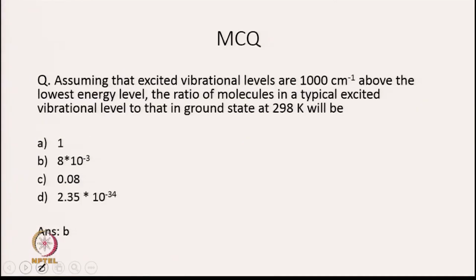Okay, the next question is: assume that excited vibrational levels are 100 centimeter inverse above the lowest energy level, then the ratio of molecules in a typical excited vibrational level to that in the ground state at 298 K will be. So, again we will apply the Boltzmann distribution law, n by n naught is equal to exponential minus delta E by kT.